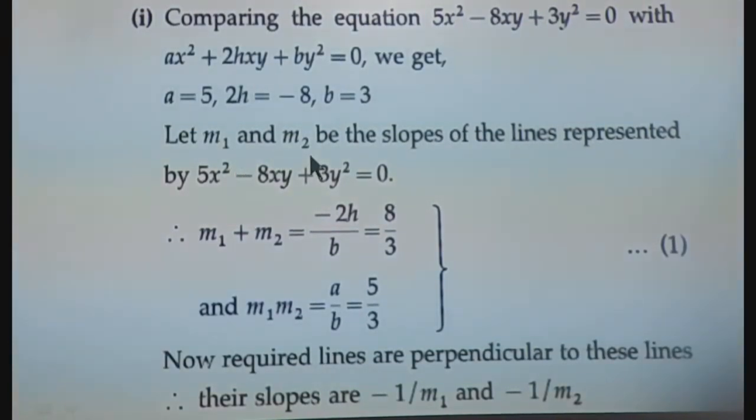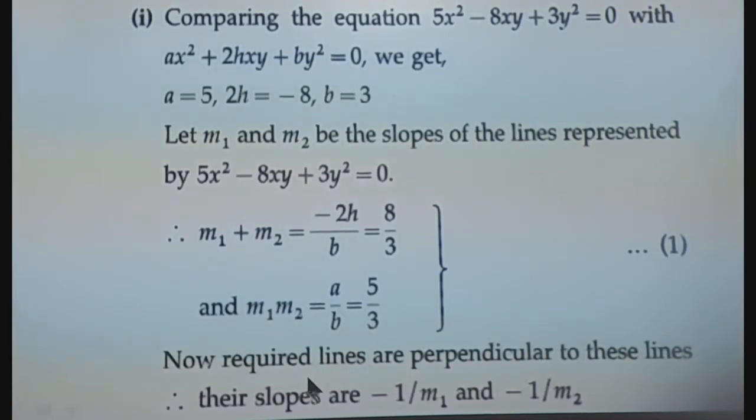Now suppose m1 and m2 are the slopes of the lines represented by 5x square minus 8xy plus 3y square equals 0. So this is the combined equation. We consider the slopes of those two lines as m1 and m2. We know the sum of the slopes and the product of the slopes in terms of a, h and b. So we write m1 plus m2 equals minus 2h by b, and the value of 2h is minus 8 here. So we substitute 2h as minus 8. After substituting, minus becomes plus, and the value of b is 3. So we get m1 plus m2 equals 8 by 3. Now the product is a by b. The value of a is 5, the value of b is 3. So we get m1 into m2 equals 5 by 3. We denote it by equation number 1.